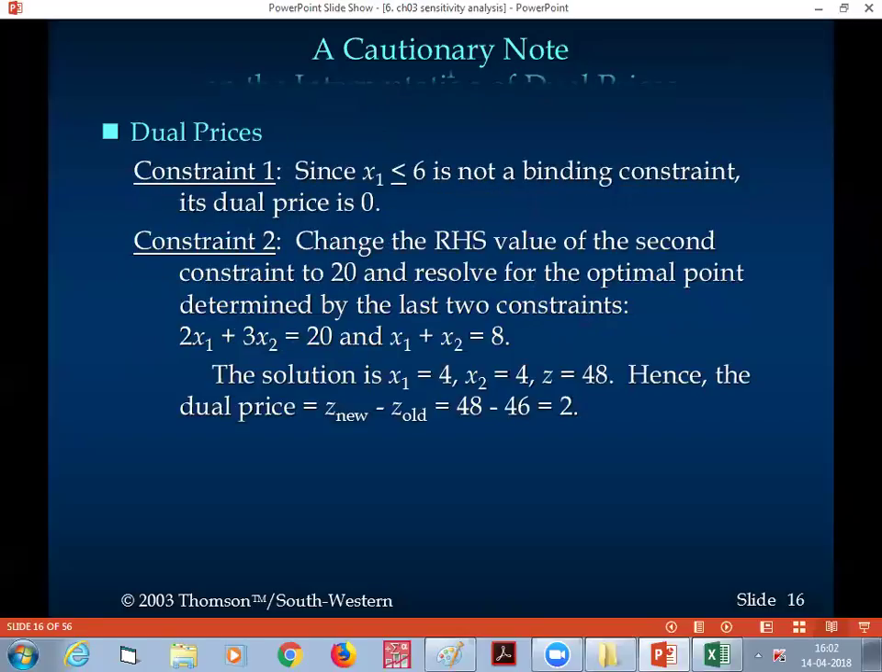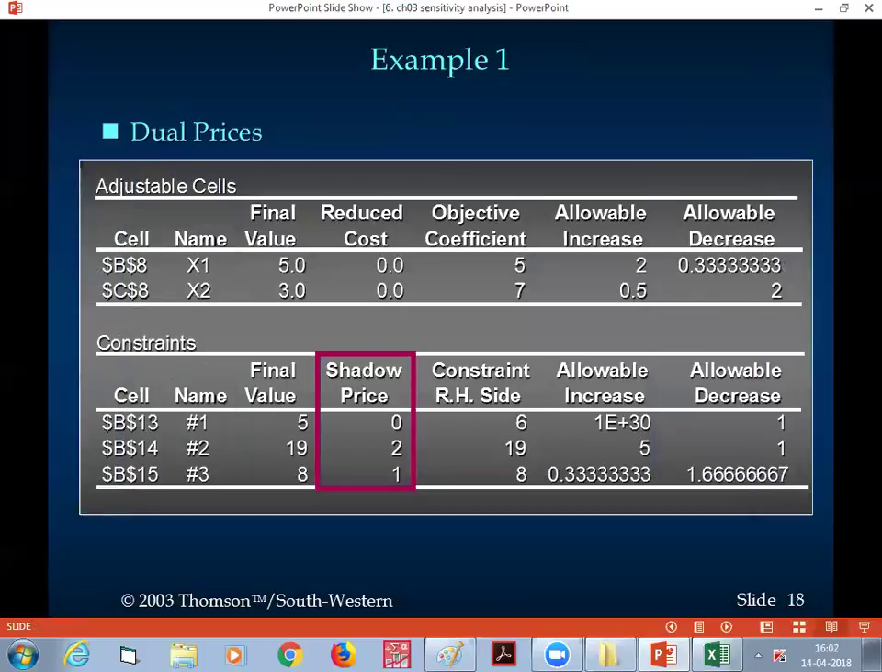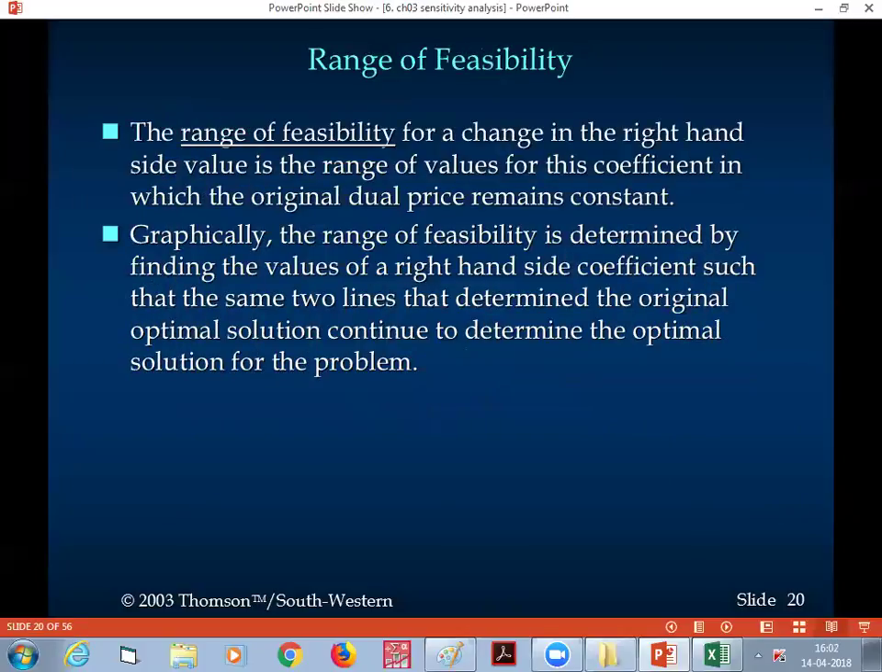Okay. So we've already done this particular example. So let's look at some other example. Okay. That's where it comes here. And oh, yes, we didn't talk about range of feasibility.